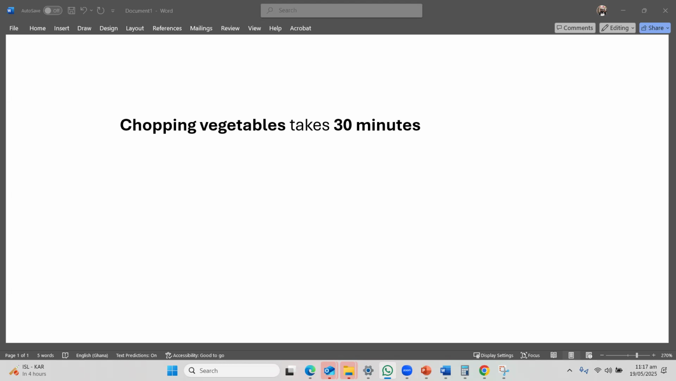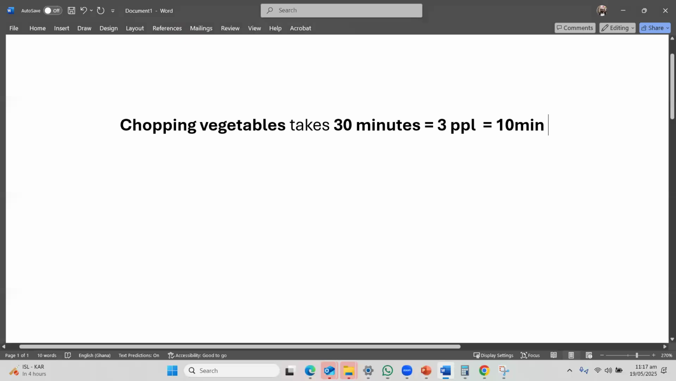I'm trying to cut vegetables. So if I'm trying to cut vegetables, I get help from others. Very good. How much help do I need? Probably like 2 or 3. 2 or 3. Okay. Very good. So if we're 3 people, maybe it will take us 10 minutes to cut the vegetables. Very good. So that is the answer I was looking for.